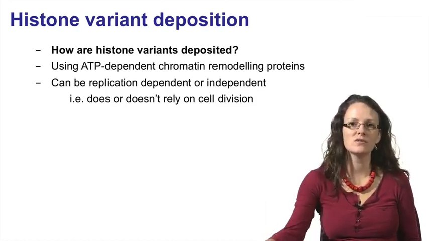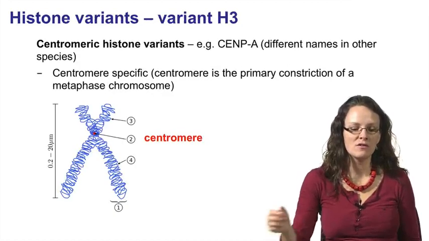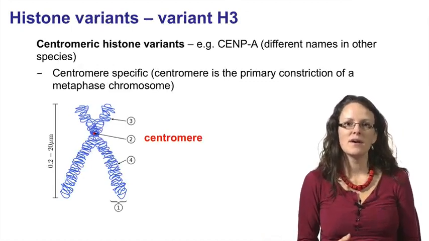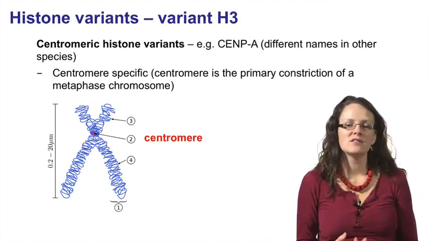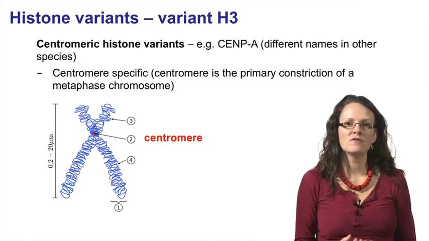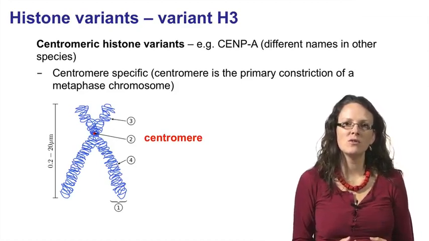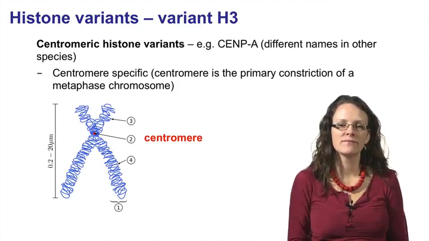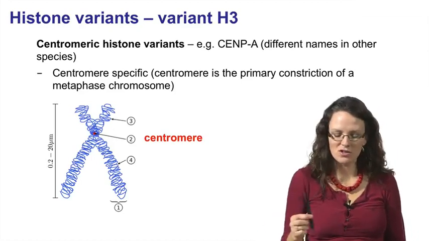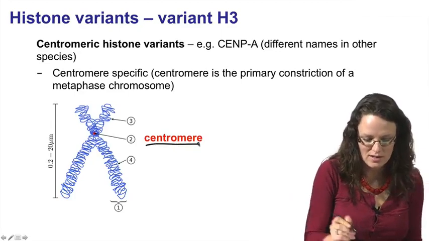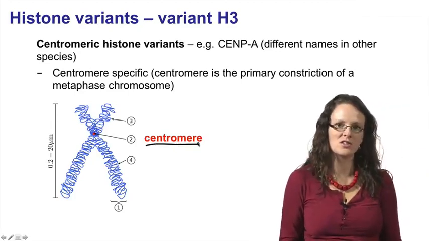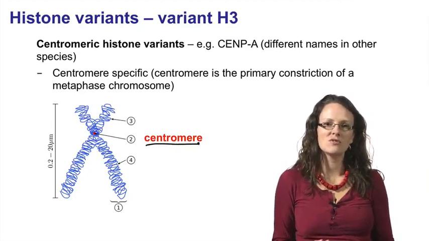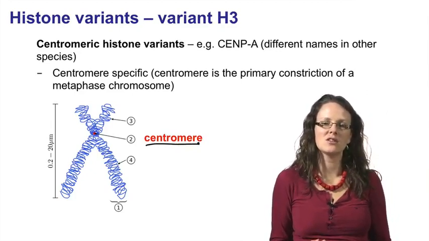So we'll now go through those 3 examples I said we'd go through. The first of which is a variant in histone H3, and this is called CENP-A. This is a centromeric histone variant, and you find some form of CENP-A in basically all organisms, because all organisms with chromosomes need to have a centromere. The centromere, as shown here in this metaphase chromosome, is the central constriction of the chromosome, and it is where chromosomes during division attach to the mitotic spindle.